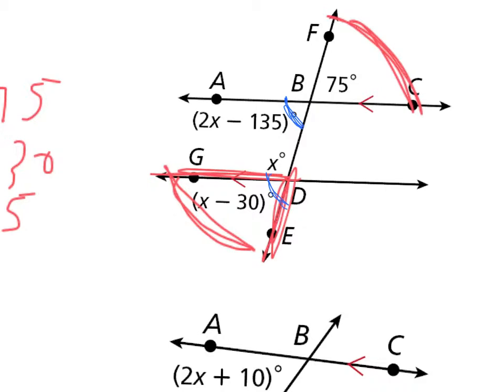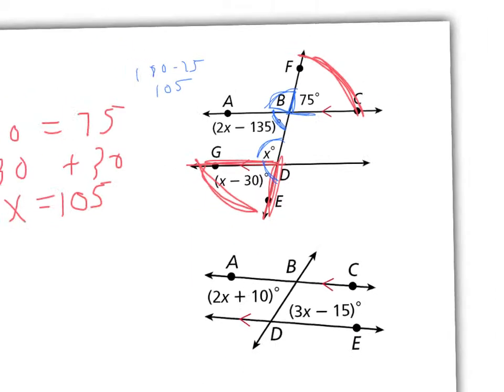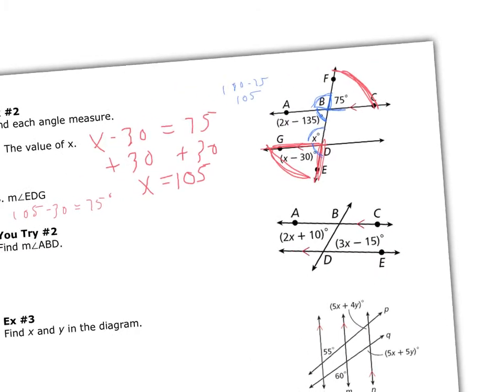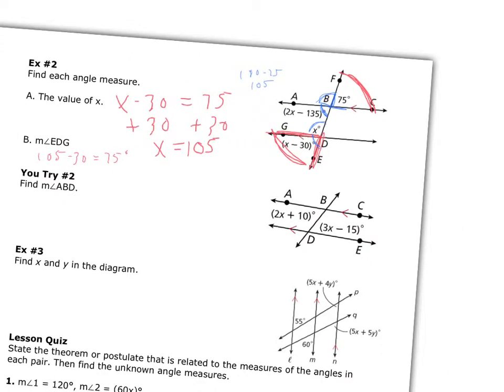other. Or you could even know that these two angles, ABF and FBC, add up to 180 degrees. And if you take 180 minus 75, that would give you 105 for ABF. And then, of course, you could say that ABF is congruent to this angle by corresponding angles theorem, so you'd get 105 again for x. So there's multiple different ways to do this. Okay, so it doesn't have to be just one certain way.